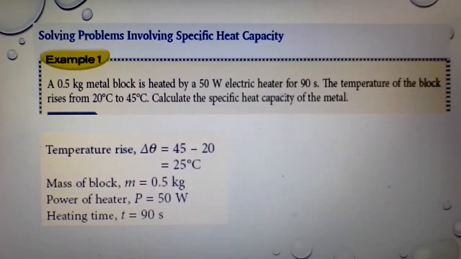Okay, now look at some of the problem solving. Because we have formula, of course, there will be calculation problems. Example 1: a 0.5 kg metal block is heated by a 50 watt electric heater for 90 seconds. The temperature of the block rises from 20 degrees Celsius to 45 degrees Celsius. Calculate the specific heat capacity of the metal.